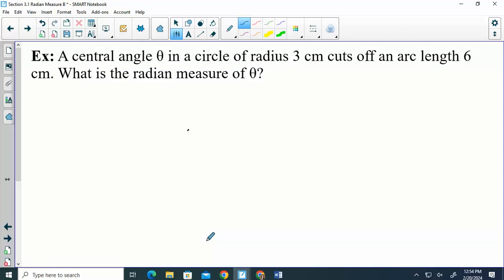Okay, so let's look at this example. I guess I just kind of did this one out loud, didn't I? A central angle in a circle of radius 3 centimeters cuts off an arc length of 6 centimeters. What is the radian measure? So your angle is 2 radians, or you could just say 2. The word radian is not required.